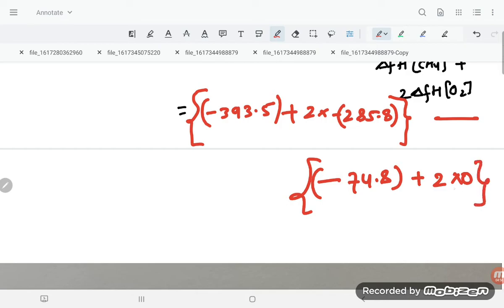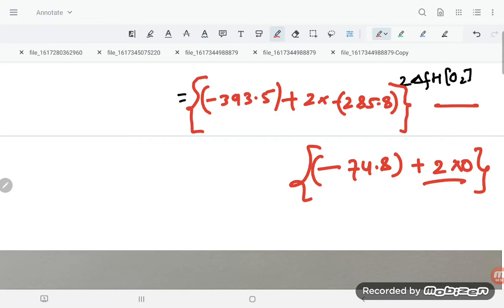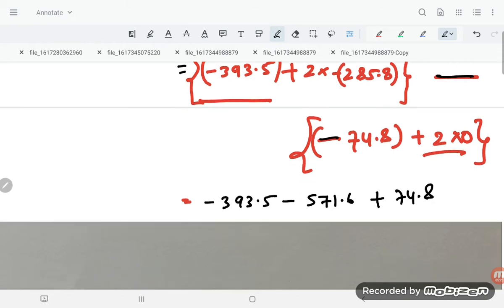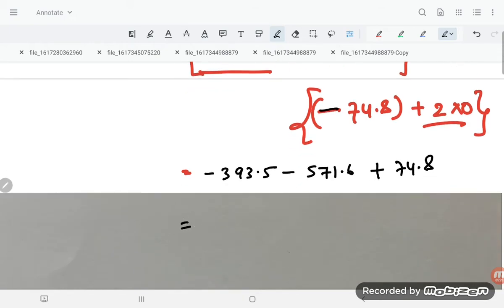So dear students, you can check it out. This is becoming 0, and if you multiply the values, it comes to minus 393.5, and plus 2 into minus, which again comes minus 571.6. And plus how much is coming? Minus into minus, that is plus 74.8: this minus is from the formula and this minus is from the given value. So this is coming. Now you solve it out.